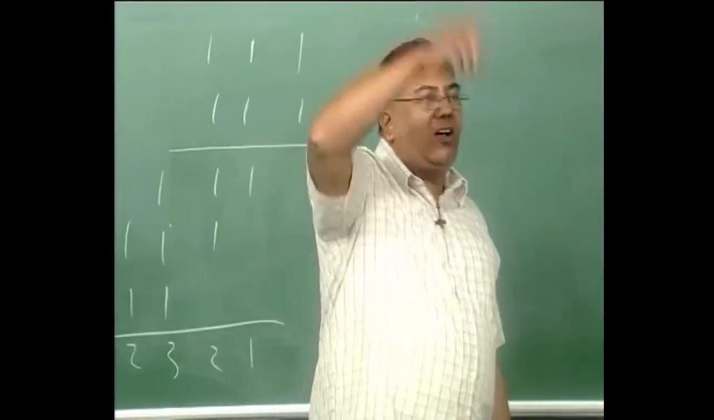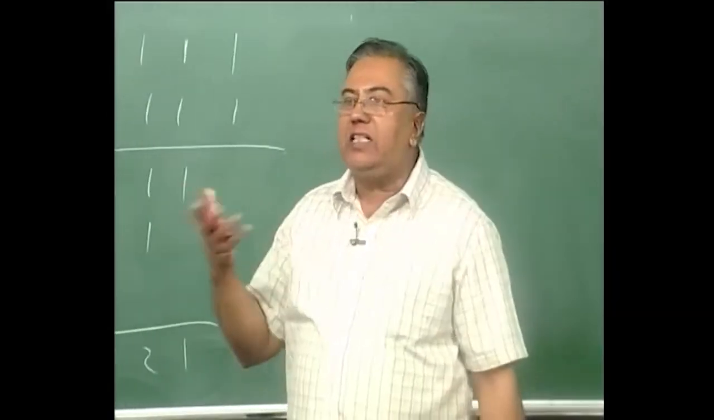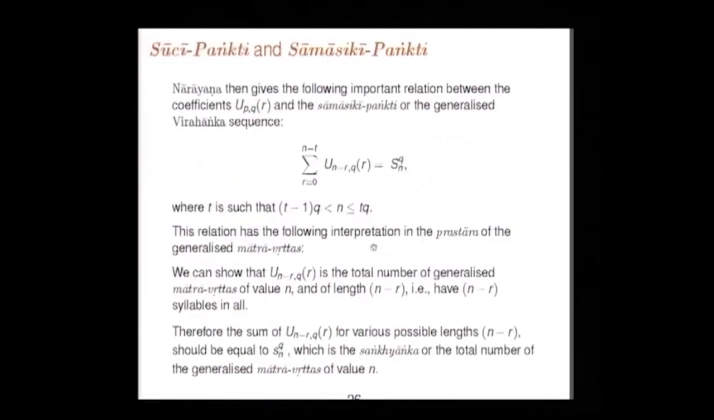Then urdhva ankaikya samitaha prithak tadurdhva koshtanka yogat samasika bhavet. When you sum the columns of the Matsya Meru, you will get the samasiki pankti, which are the generalized Virahanka numbers that we talked about. So the relation is something like this. Sum of U_{n-r,Q}(r), r equal to 0 to n - t, is the generalized Virahanka number S_n(Q), where t is such that (t - 1)Q is less than n, less than tQ. So this is the relation between the samasiki pankti and the generalized Virahanka sequence, which is the relation between the suchi pankti and the samasiki pankti that Narayana is writing.